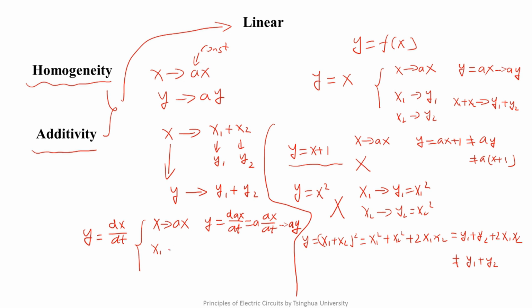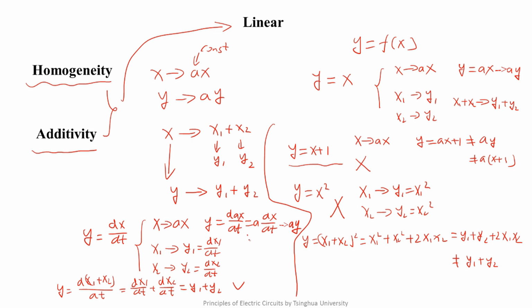Suppose y1 corresponds to x1 and equals dx1 over dt, and y2 corresponds to x2 and equals dx2 over dt. Then y equals d(x1 plus x2) over dt equals dx1 over dt plus dx2 over dt equals y1 plus y2. So it satisfies the additivity. Because y equals dx over dt satisfies both the homogeneity and the additivity, it's a linear function.